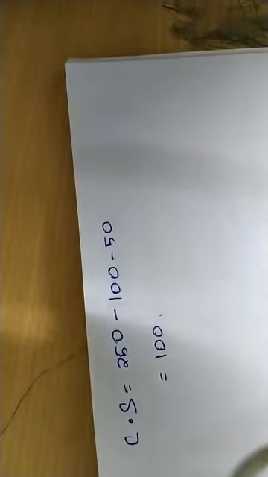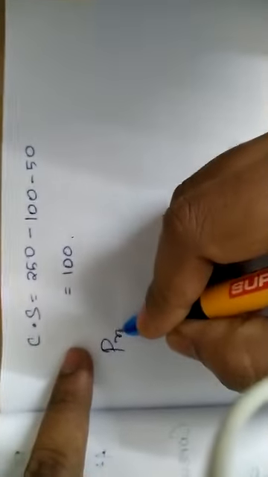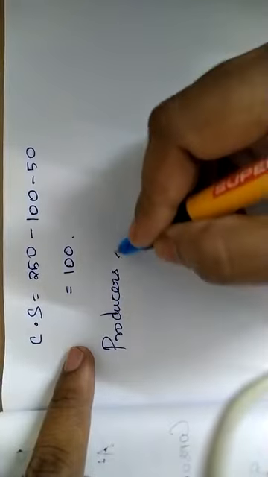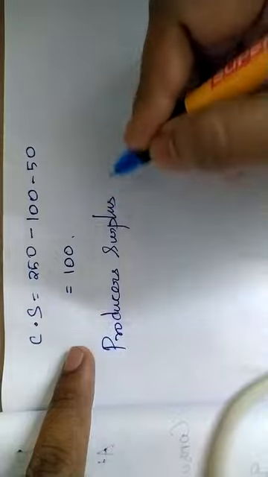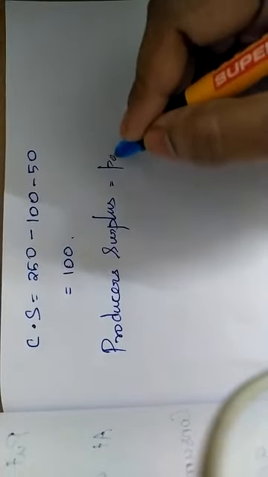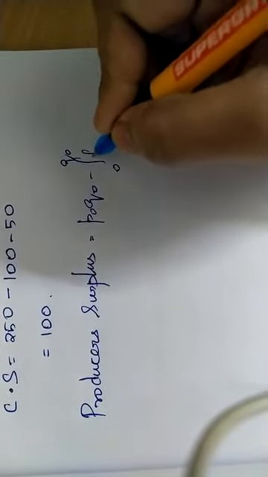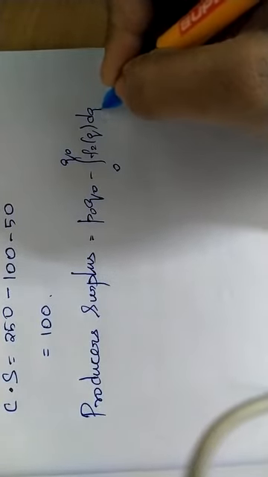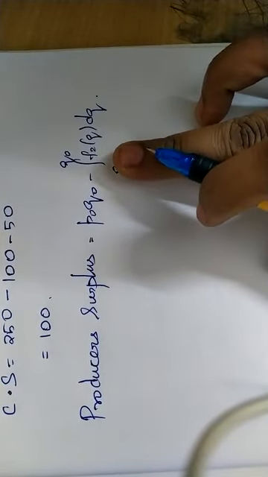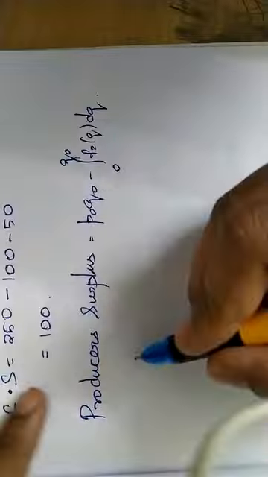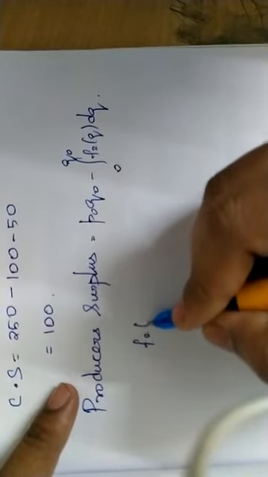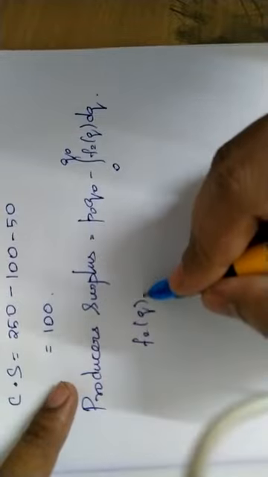Next we need to find the value for our producer surplus also. So I am going to write the formula for producer surplus. The formula is P naught Q naught minus the integral from 0 to Q naught of F2 of Q dQ, where this F2 of Q is nothing but the supply function which is given in the question. In the question they have given F2 of Q equal to 5 plus Q.